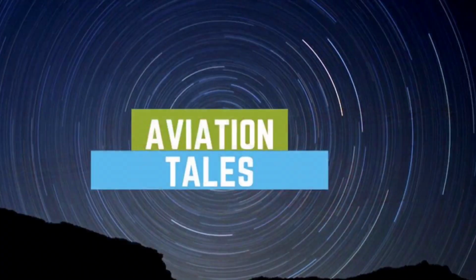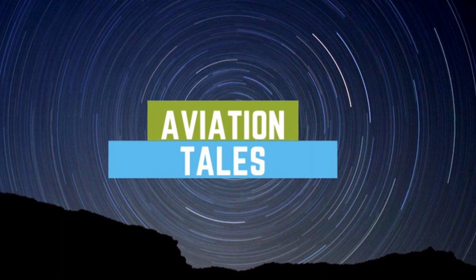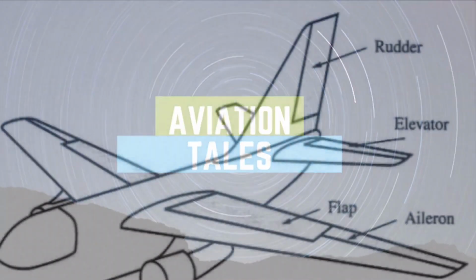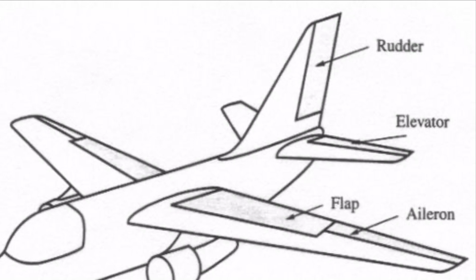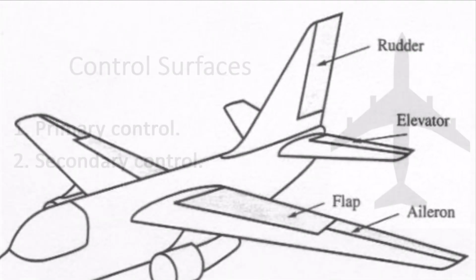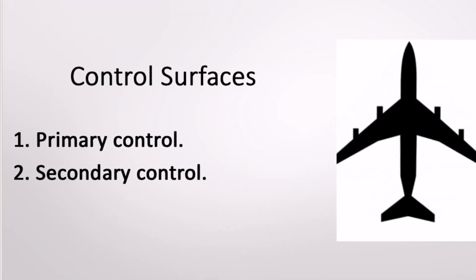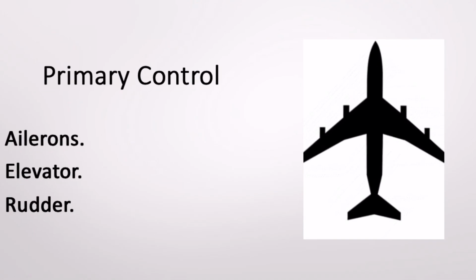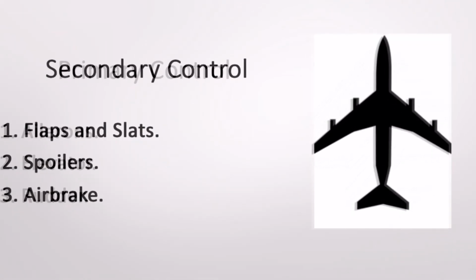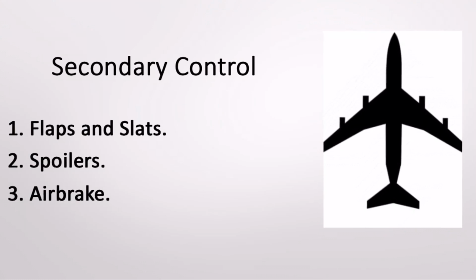Today we will learn about some of the main control surfaces used to control the aeroplane. First, let's learn about CG, center of gravity. It is a point in a plane where the aircraft is balanced. The control surfaces are divided into primary and secondary controls. Ailerons, elevators and rudders are the primary controls. Flaps and slats, spoilers, airbrakes are the main secondary controls.